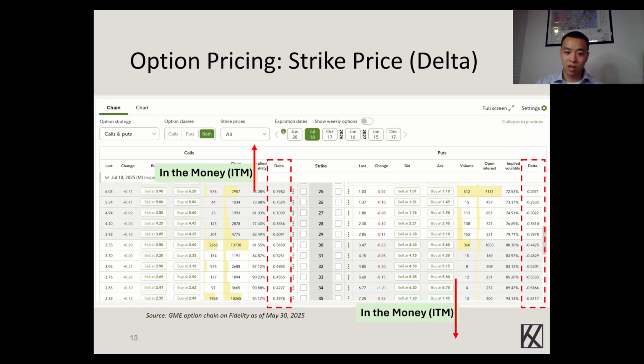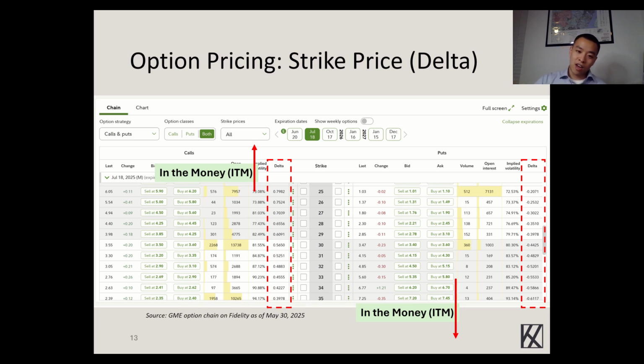Going back to this chart, I squared off delta. You can actually see delta here. On the call side, at the bottom, it goes from 0.39 all the way to 0.79. And on the put side, it's just inverse and everything's negative. So as it goes more in the money, you'll see delta increase.